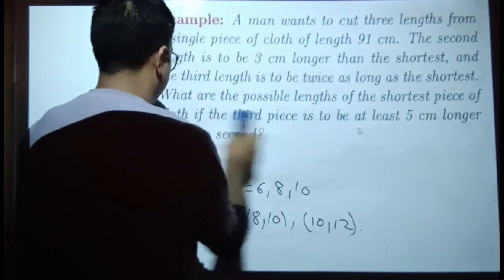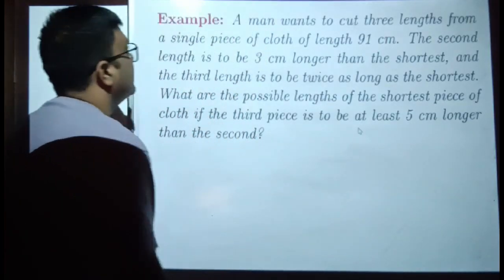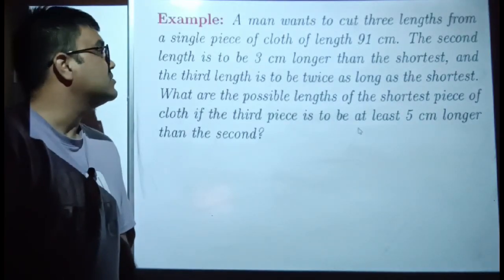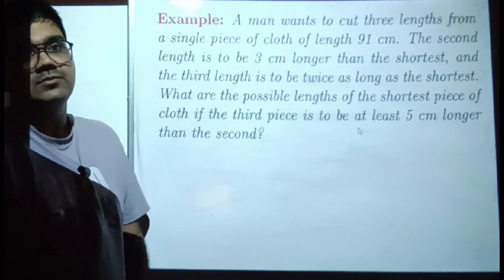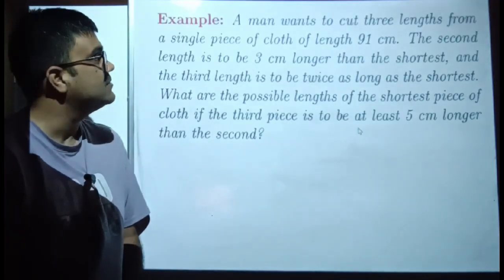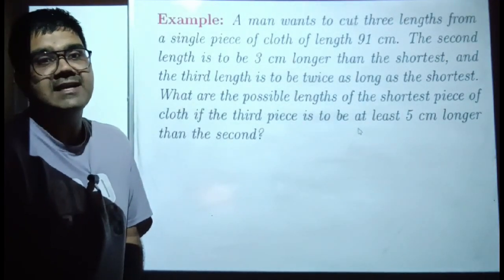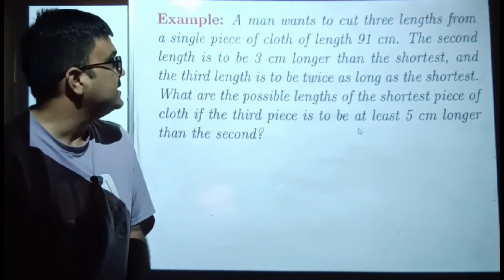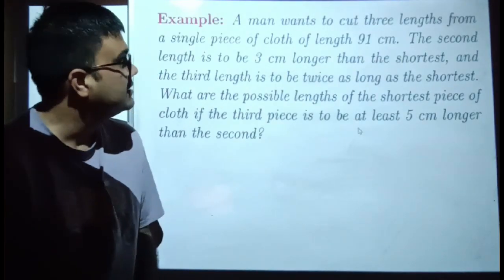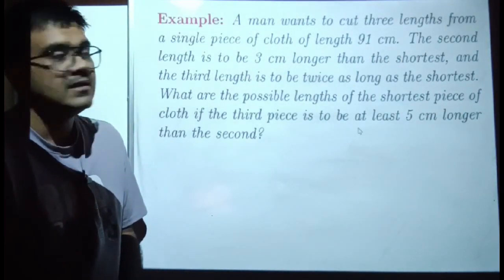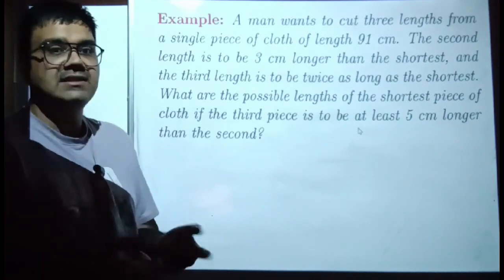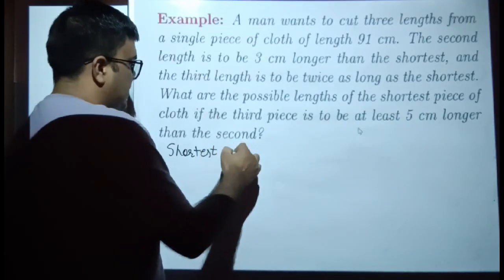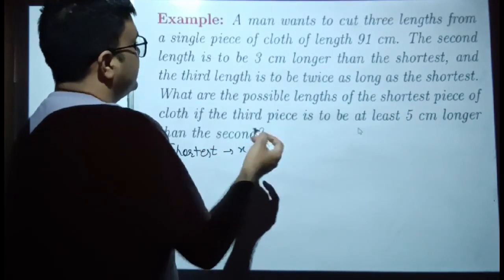Next is, if a man wants to cut 3 lengths from a single piece of cloth of length 91 centimeter. The total length of the cloth is 91 centimeter. The second length is to be 3 centimeter longer than the shortest. We have some shortest length. So let us consider that the shortest piece we have is x centimeter.